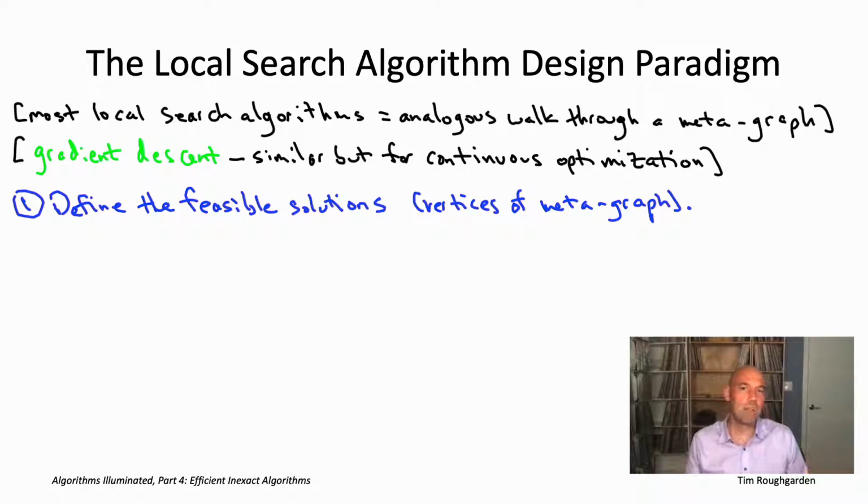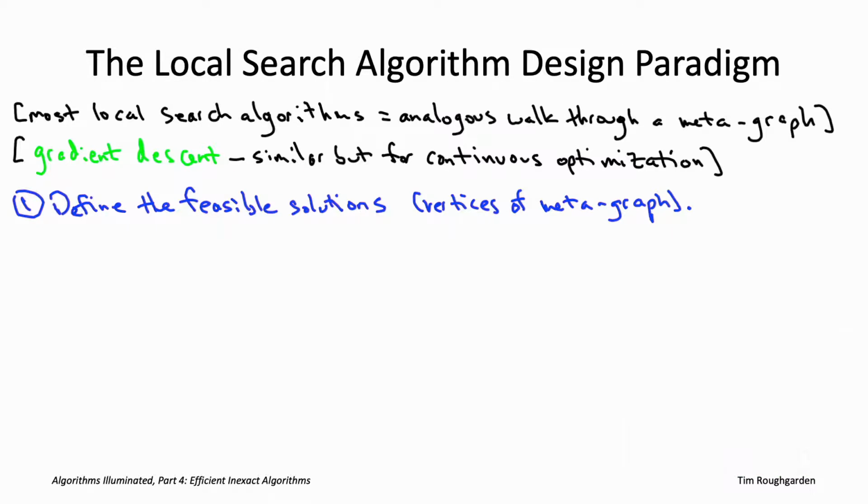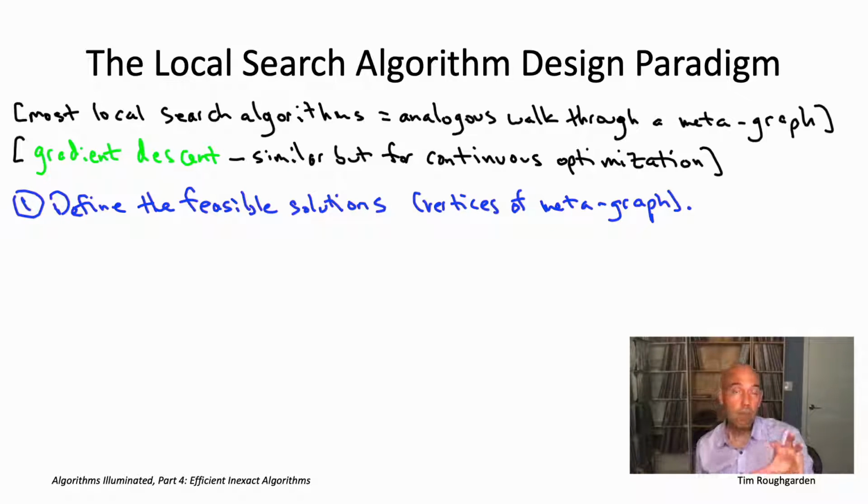For the kind of cut and dried problems we're talking about in these videos, this answer is usually straightforward. If you're working on the TSP, the feasible solutions are going to be the tours. If you're looking at makespan minimization, the feasible solutions are going to be the possible schedules. Step number 2. Remember, in our metagraph for the TSP, we didn't just have vertices and edges. Also, each vertex was labeled with its total cost. That is, we had an objective function that we wanted to minimize.